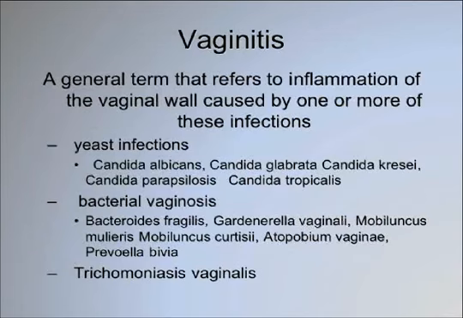So we're going to go quickly here to vaginitis. Now, vaginitis really refers to an inflammation of the vaginal wall caused by one or more of these infections. We have yeast infections caused by the Candidas. We also have bacterial vaginosis, B. fragilis, Gardnerella vaginalis, and these major bacterial species that reduce the population of lactobacillus. And also, it can be caused by Trichomonas vaginalis.